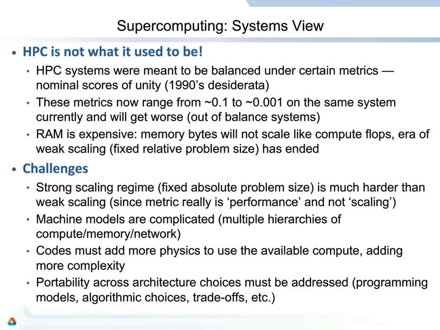So the absolute problem size is more or less fixed. But now the concurrency is increasing. So we have a situation of what's called strong scaling, meaning that the absolute problem size is fixed and the number of processing units is increasing.